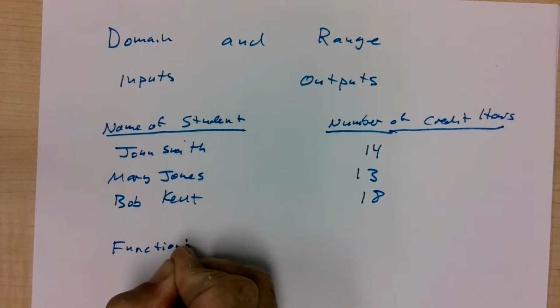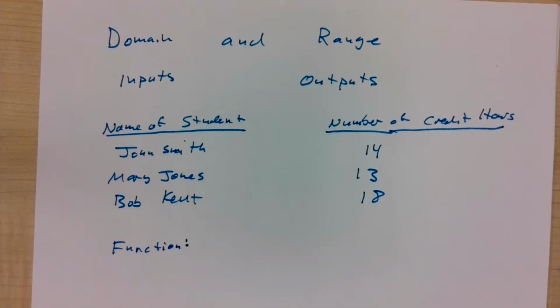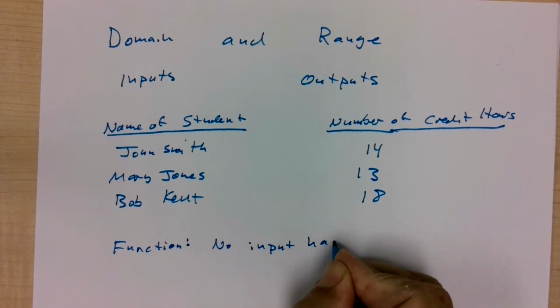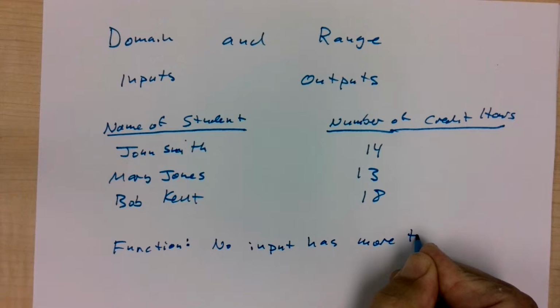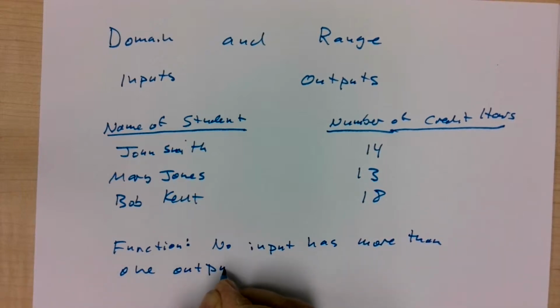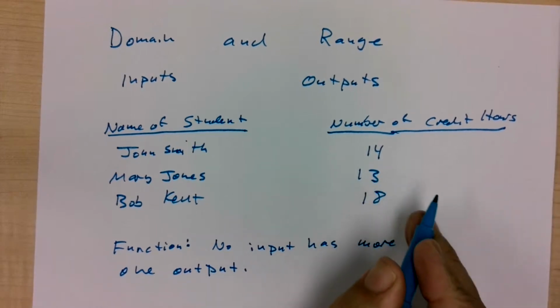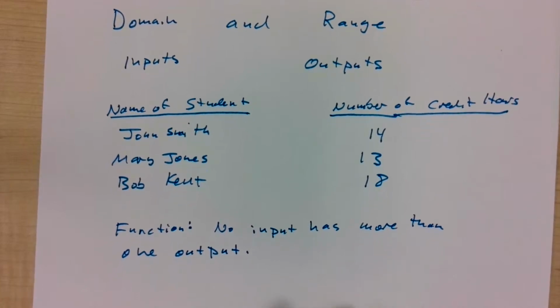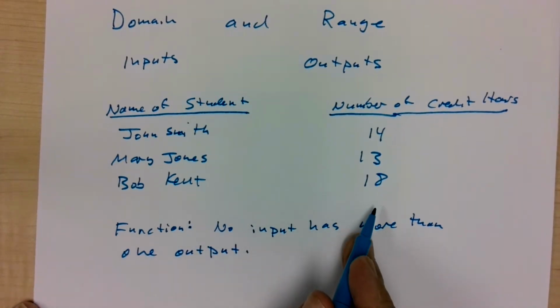So we have a relationship between two sets of correspondence. If we have a function, that would tell us that no input has more than one output. So you can't say that Mary Jones has 13 credit hours and 19 credit hours. Well, that doesn't make a whole lot of sense. So in our world of functions, we want to have a unique output for any given input.